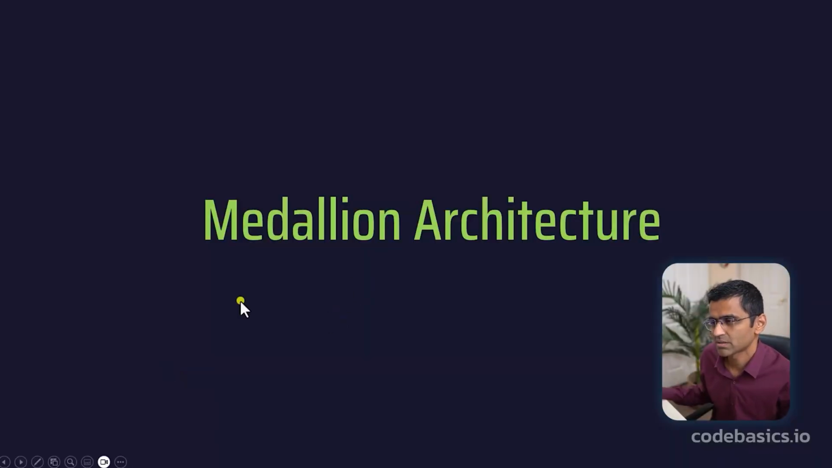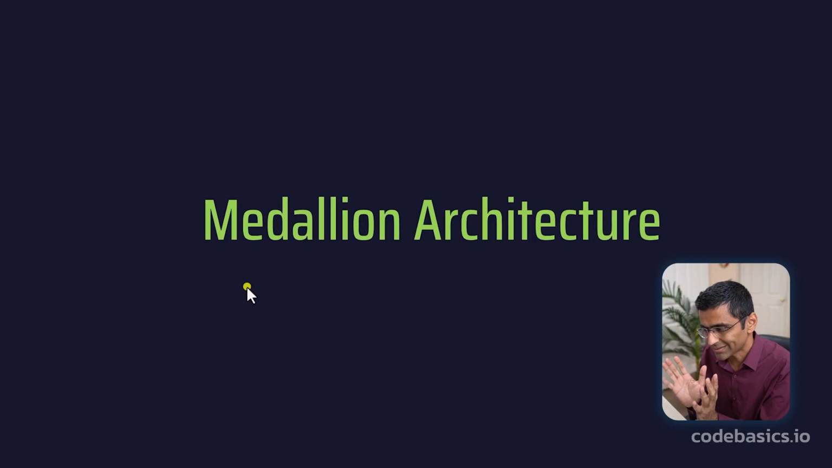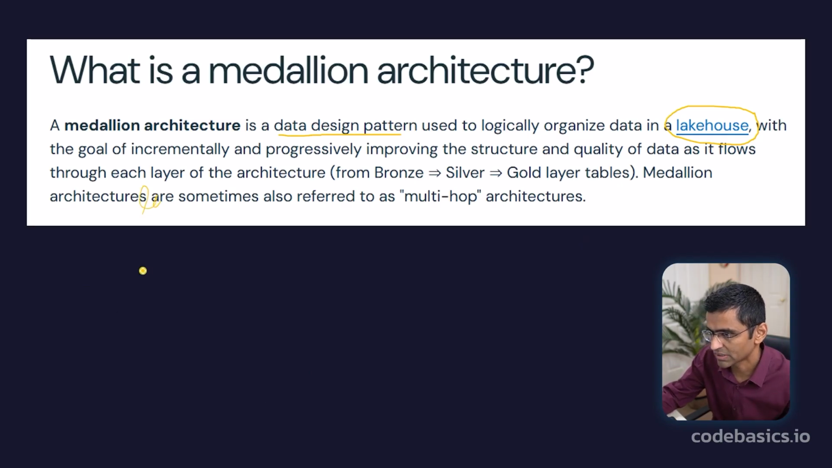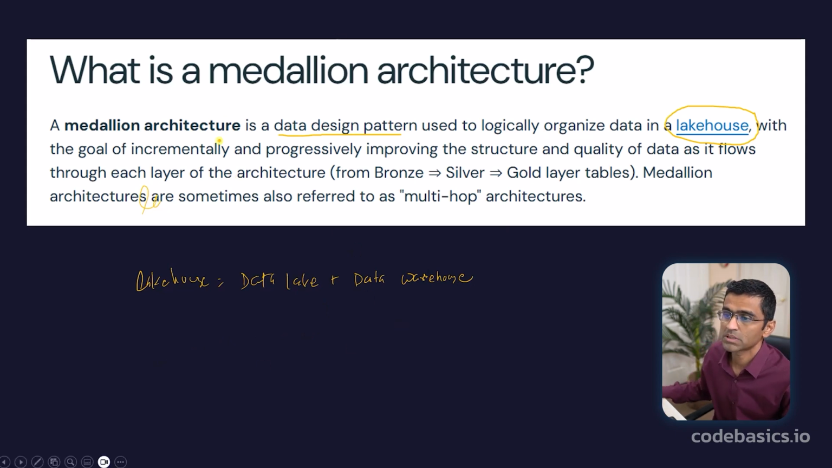We will now discuss Medallion architecture, and this is one of the popular questions that gets asked in data engineering interviews. This term sounds like jargon, but concept-wise, it's a very, very simple concept. The way they define Medallion architecture is a data design pattern used to logically organize data in a lakehouse. Now we have studied lakehouse before. Lakehouse is nothing but a combination of data lake plus data warehouse. When you combine these two, it makes a lakehouse. And when you're doing this transformation, you want to do it incrementally and progressively to improve the structure and quality of data.